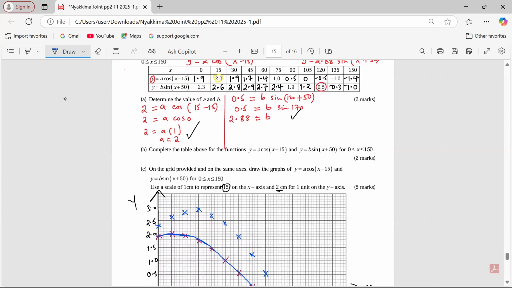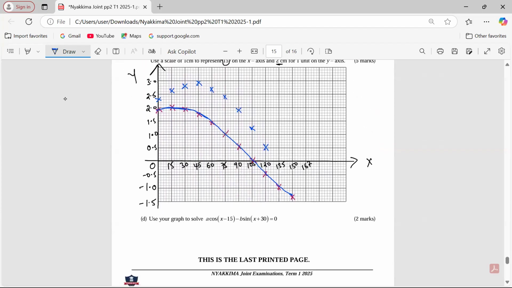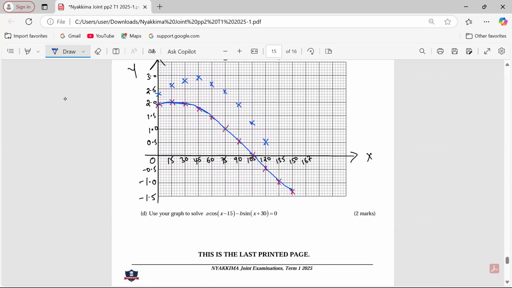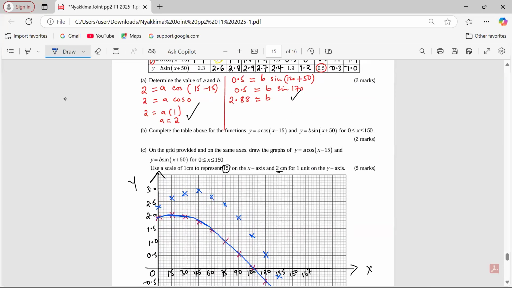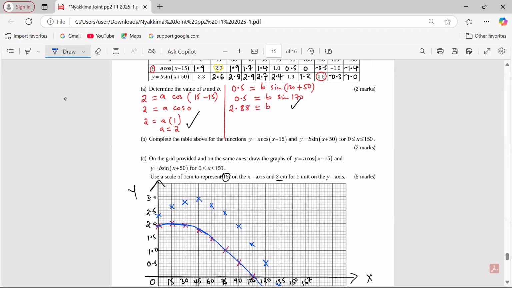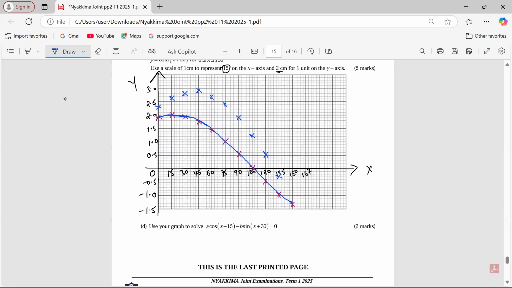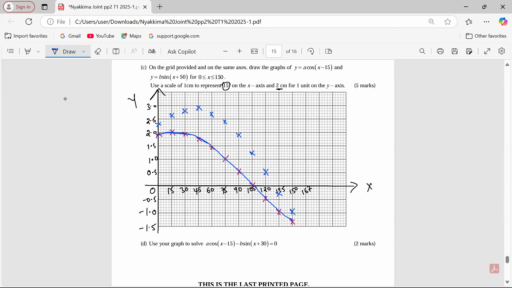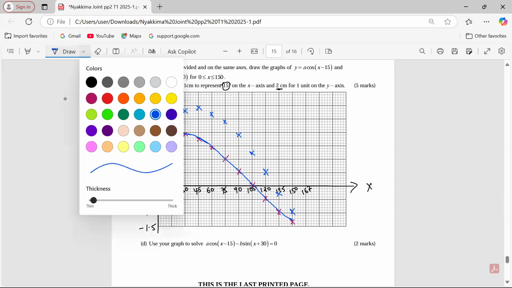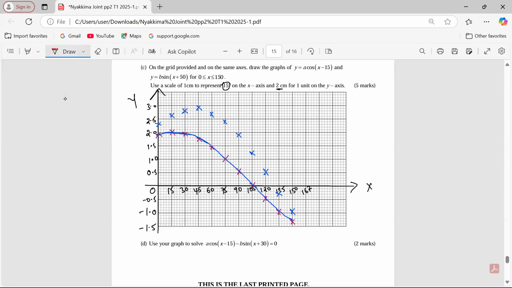At 135, we are talking about negative 0.3. So negative 0.3 shall be found here. Then at 150, we are having negative 1. Negative 1 that way. So we draw the second curve. Let me use a different color here. Red.